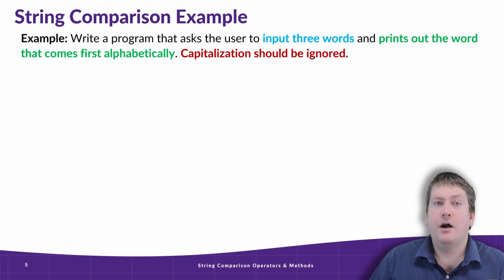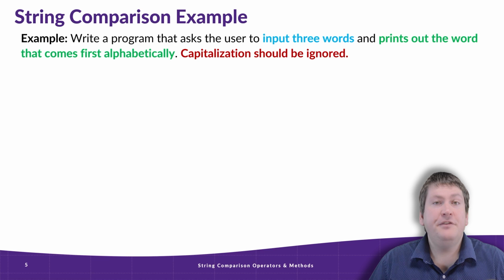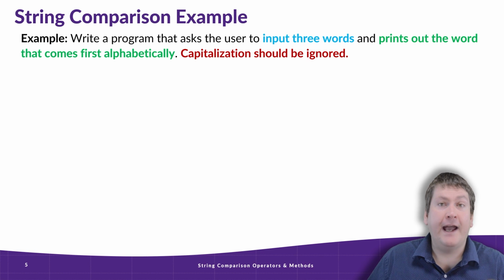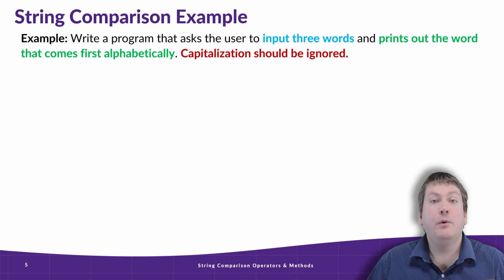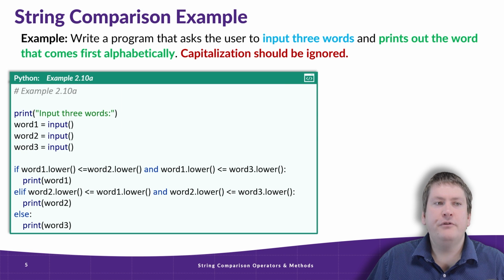Let's take a look at a more complex example. In this case, we want to create a Python program that asks the user to input 3 words, and then it prints out the word that comes first alphabetically. So if we put in cat, dog, and zebra, we should get cat as the output. And we want to ignore capitalization. So here's the solution, but let's go through how this works.